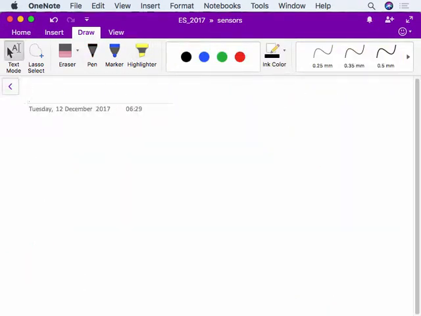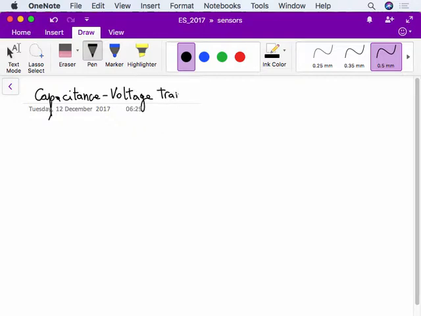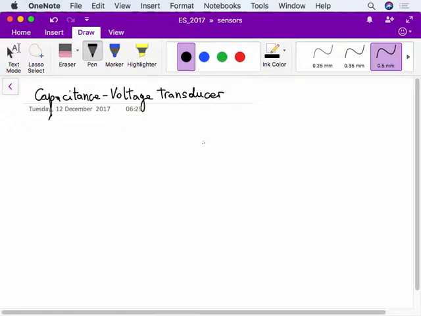I just want to show you the basic concept of the electrical circuit which transforms this capacitance difference into a voltage, and actually the circuit is a capacitance voltage transducer. Transducer in Italian would be trasduttore.